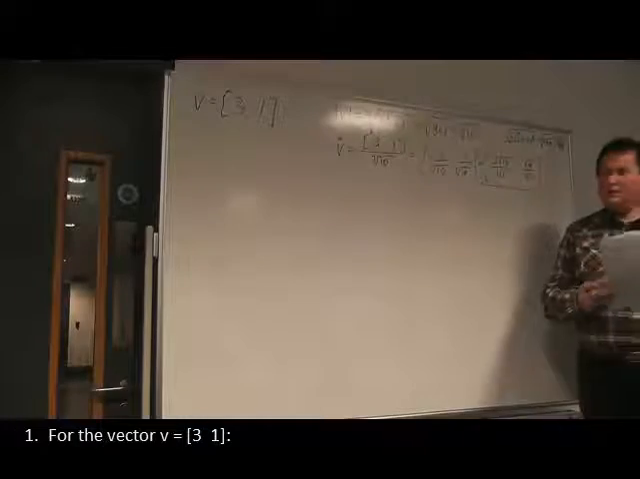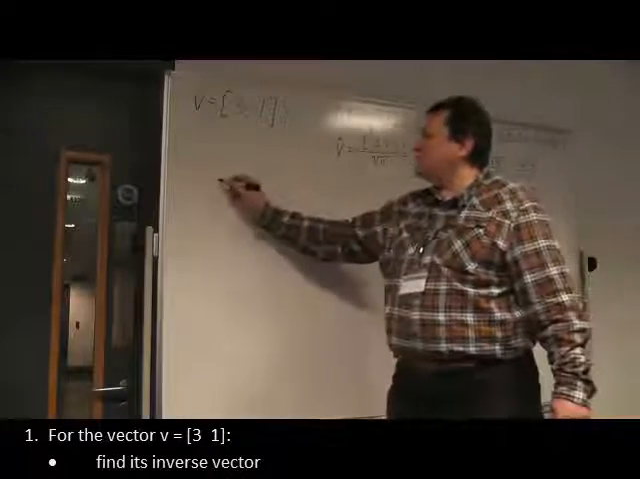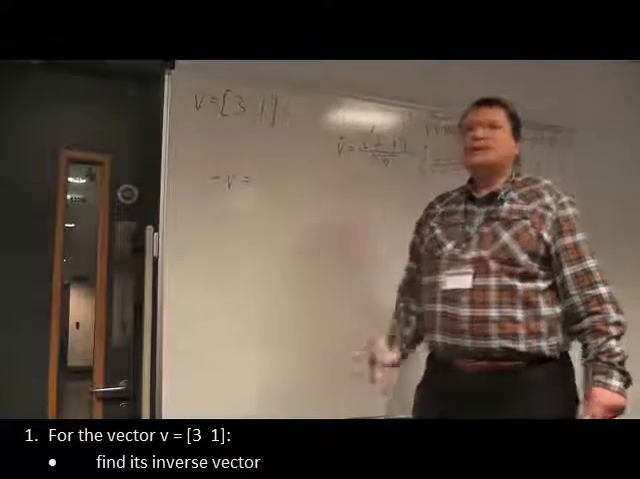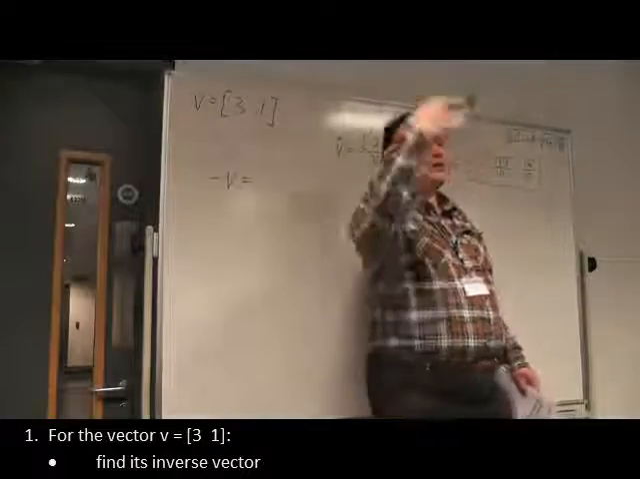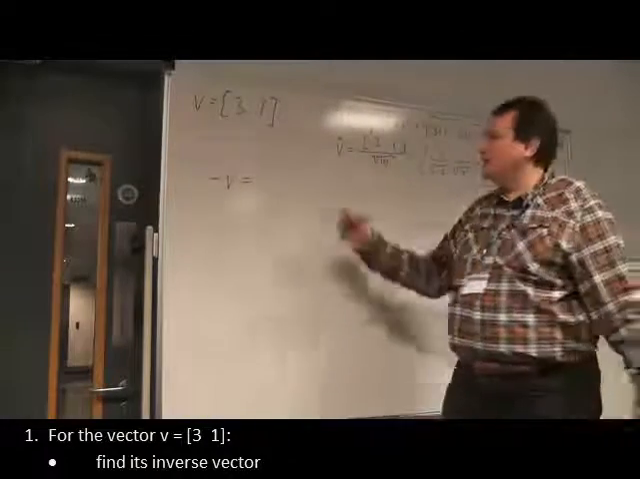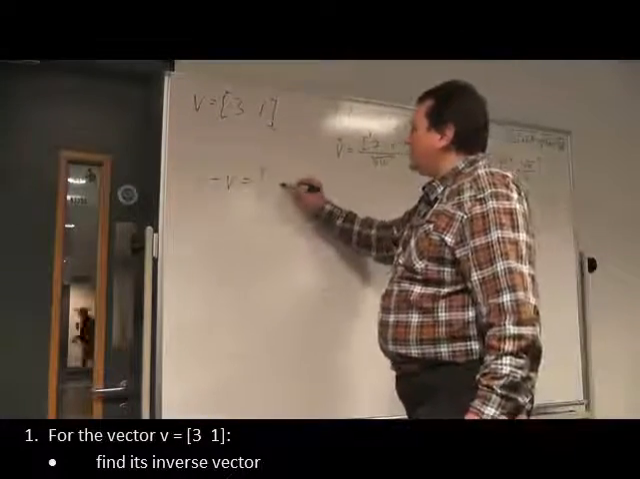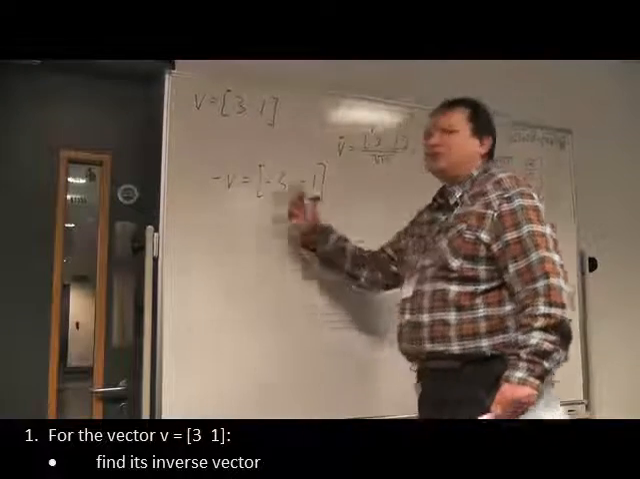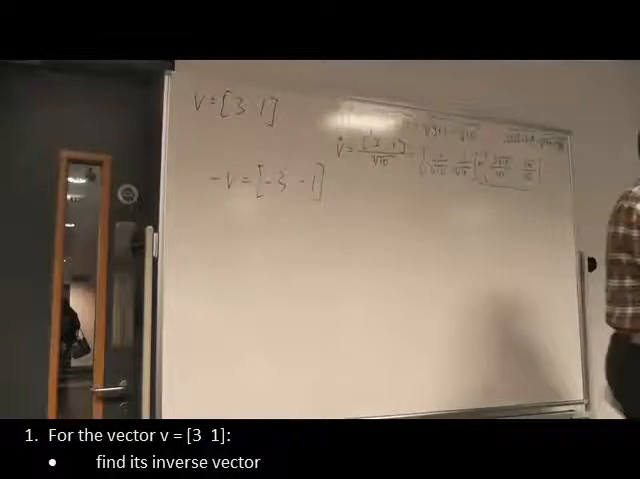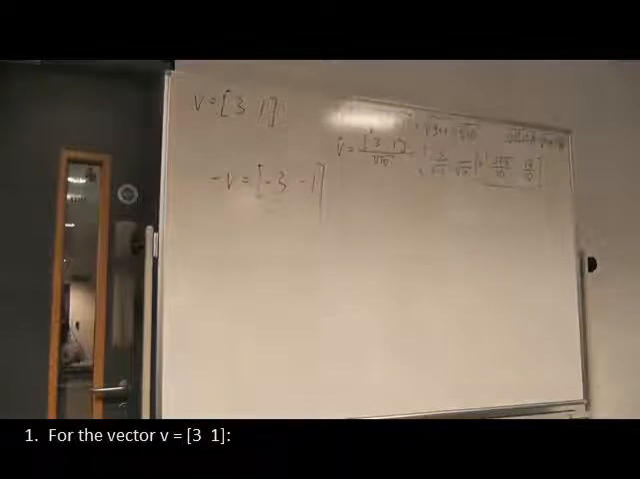Find its inverse vector. Inverse vector is simply minus v. It's minus 1 multiplied by this vector. So it's minus 3, minus 1, probably the easiest possible question in vector algebra.